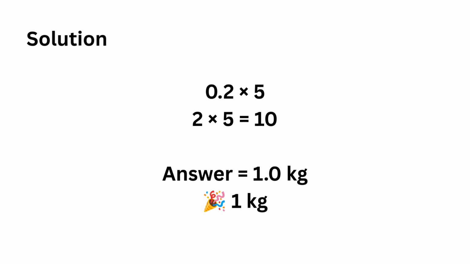For the solution, I know that since we mentioned apple, a lot of us already got the answer, right? Okay, 0.2 times 5. 0.2 has one decimal place, 5 does not. So altogether we have just one decimal place. So 2 times 5 gives us 10. Moving the decimal one time from the right to the left, we have 1.0 kilograms or 1 kilogram. That is our answer.